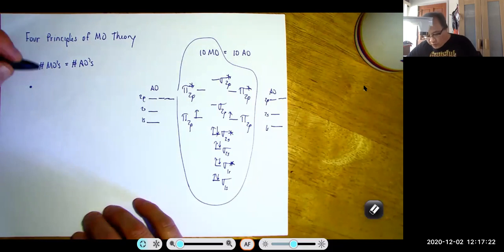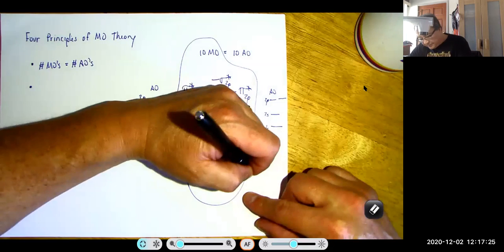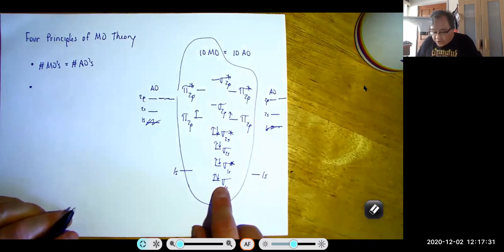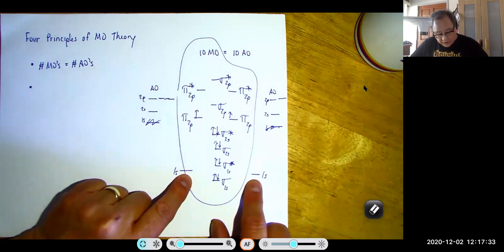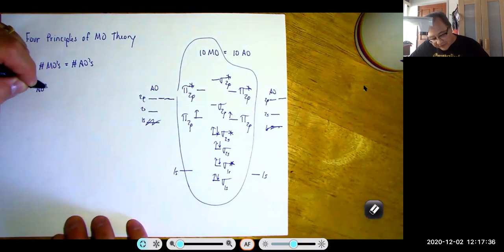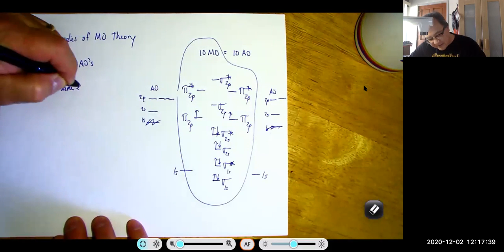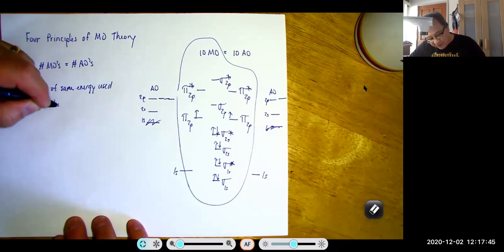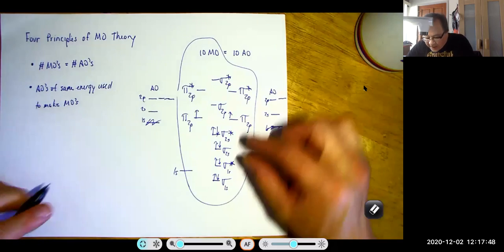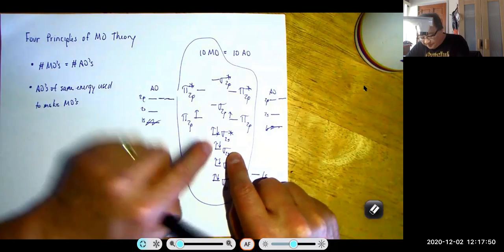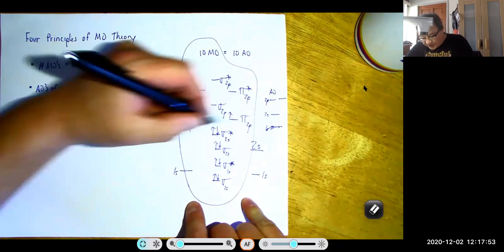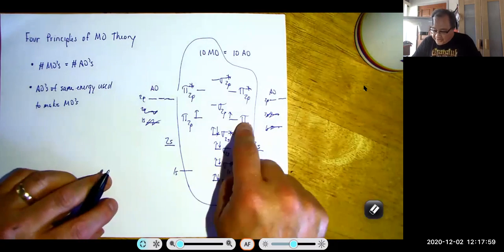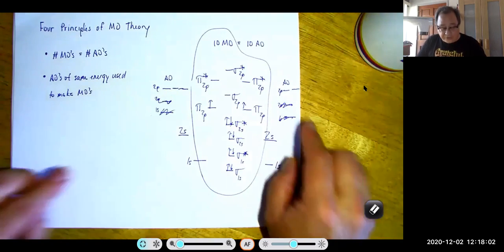Furthermore, when we make MOs, these 2 MOs are made from these 2 AOs. So AOs of the same energy are used to make MOs. So what 2 AOs do we use to make these 2 S's? We use the 2S AOs. And what AOs are used to make these 2Ps?